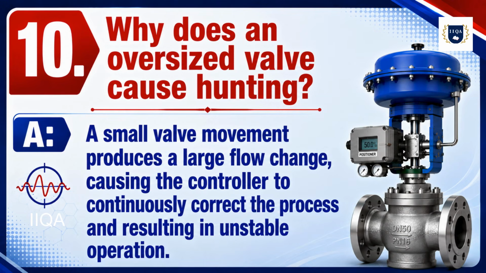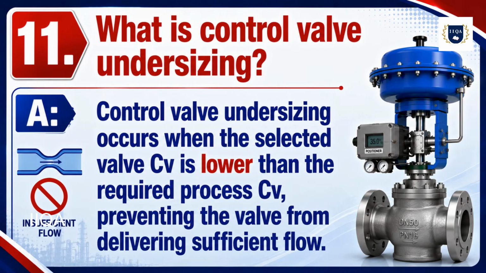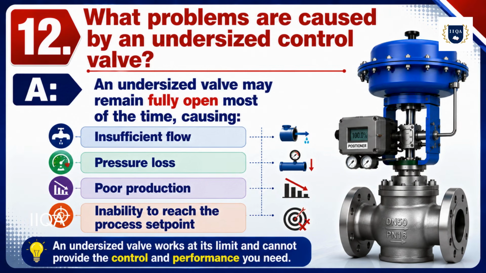10. Why does an oversized valve cause hunting? A small valve movement produces a large flow change, causing the controller to continuously correct the process and resulting in unstable operation. 11. What is control valve undersizing? Control valve undersizing occurs when the selected valve CV is lower than the required process CV, preventing the valve from delivering sufficient flow.